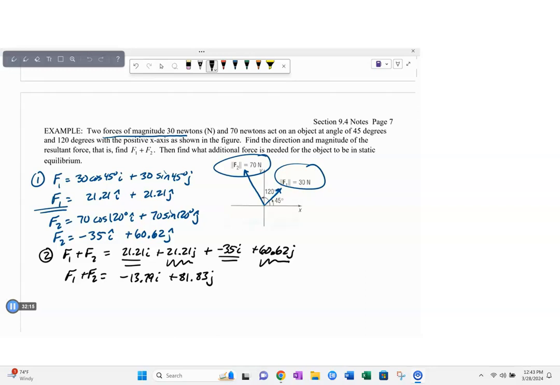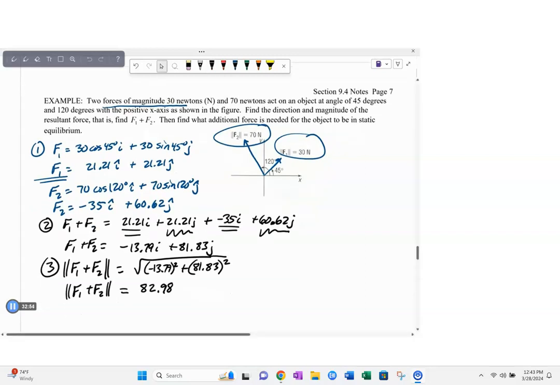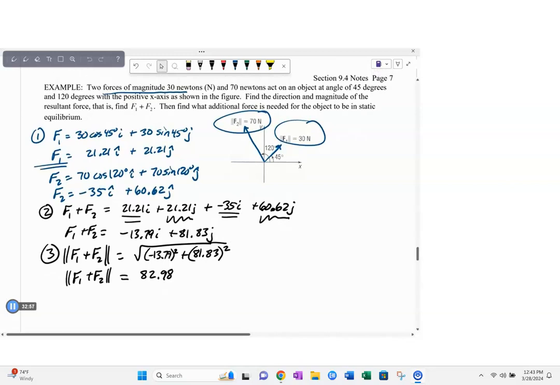Step number 3, let's find the magnitude now. So the magnitude of this resultant vector would be the square root of a squared, the negative 13.79 squared, plus b squared, that 81.83 squared from the resultant vector. And that ends up being 82.98 when I run the square root on that. That's our magnitude. It's the length of the resultant vector. The resultant force, if you will.